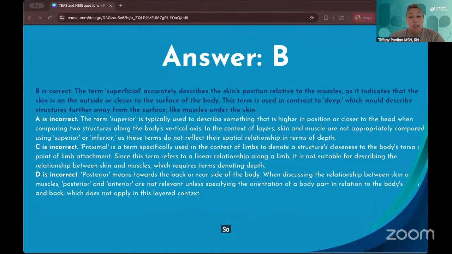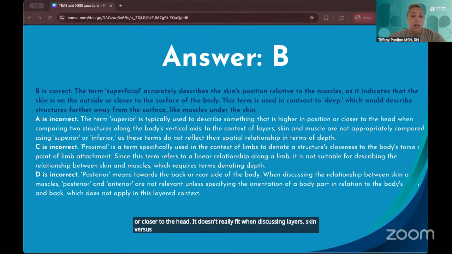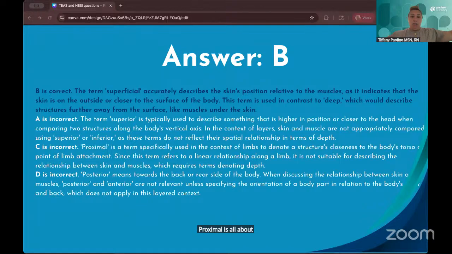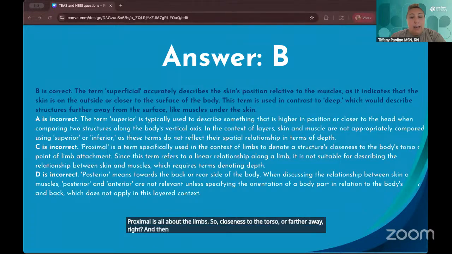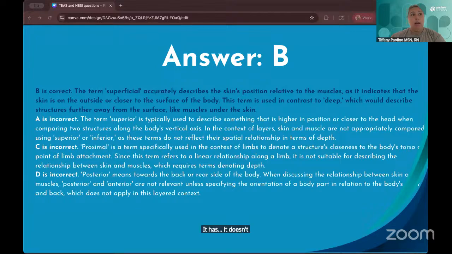So we have to talk about those incorrect answers, right? Superior is something higher up or closer to the head. It doesn't really fit when discussing layers, skin versus muscle here. Proximal is all about the limbs, so closeness to the torso or farther away, right? And then posterior and anterior is really front and back. It doesn't really have any reference to the skin and the muscles. So when you think about the skin and the muscles, superficial is the best answer here.